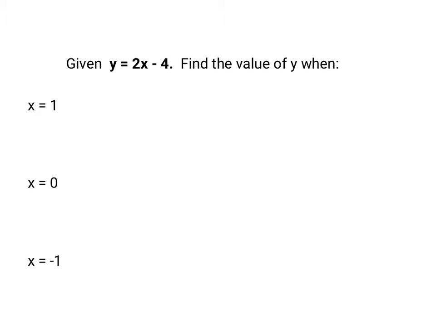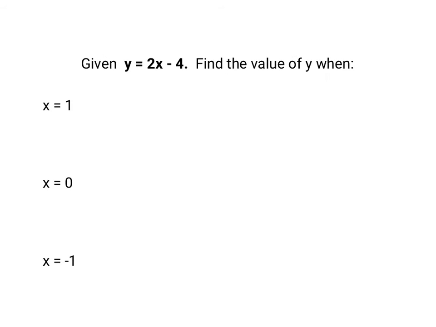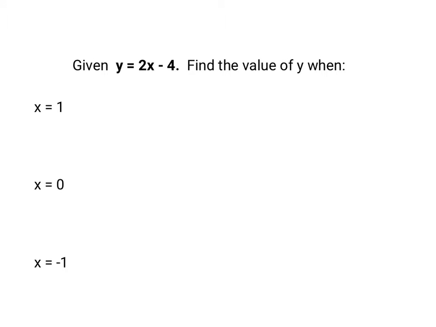So we're given this equation, y equals 2x minus 4. The first value that we are going to substitute for x is going to be 1. So right here, x equals 1. So we are going to substitute 1 for x. So y equals 2, instead of x, we're writing 1, minus 4. So now we're just going to use our order of operations and solve for y.